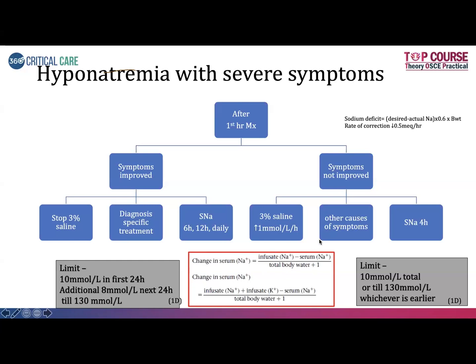So 513 milliequivalents in the infusate, and serum sodium, for example, if it's 120, and 42 will be your total body water plus 1. So somewhere around 390 divided by 43. So you can get a serum change of almost 10. 390 by 42, almost like 9 to 10 milliequivalents. So that will be your serum change in sodium if you are going to give 1 liter of 3%. So how much duration you want to give this 1 liter to attain 10 milliequivalents, that you will have to calculate.